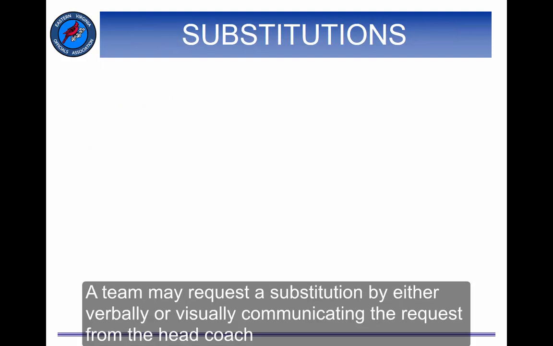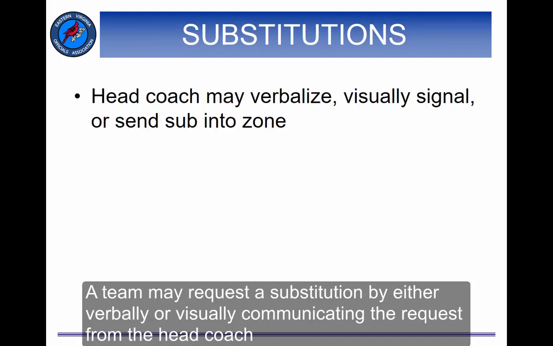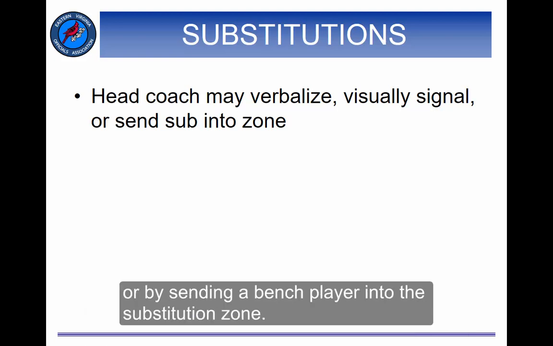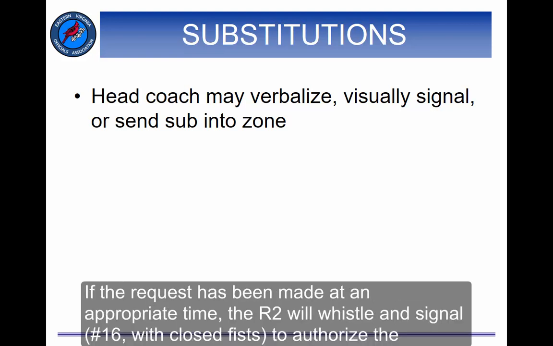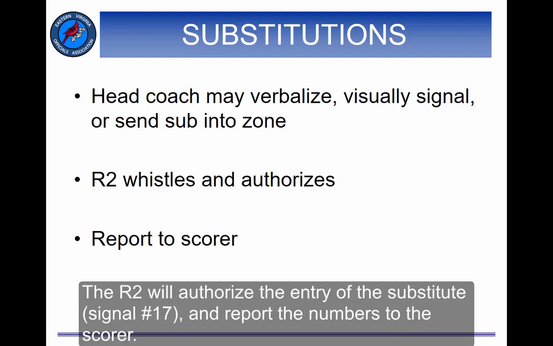A team may request a substitution by either verbally or visually communicating the request from the head coach, or by sending a bench player into the substitution zone. If the request has been made at an appropriate time, the R2 will whistle and signal to authorize the substitution. The R2 will authorize the entry of the substitute and report the numbers to the scorer.